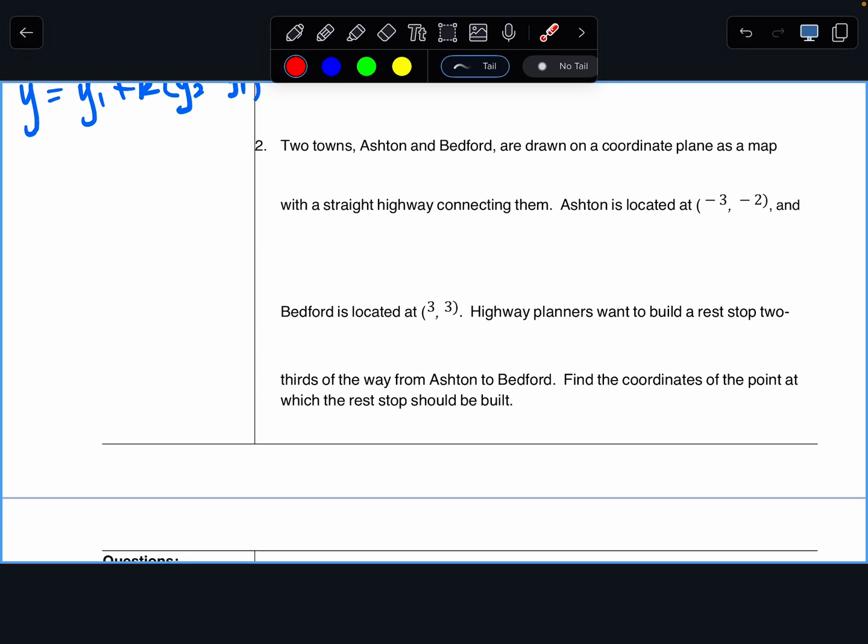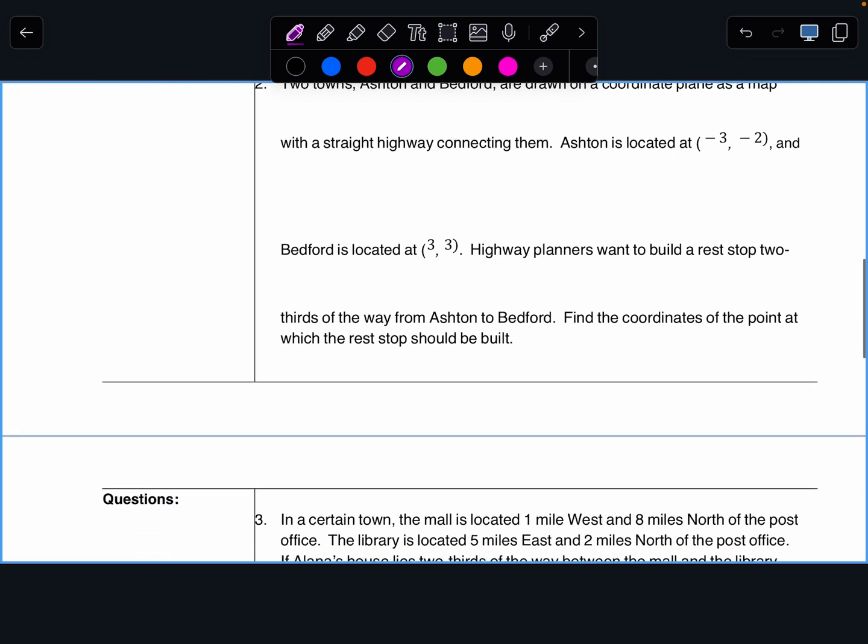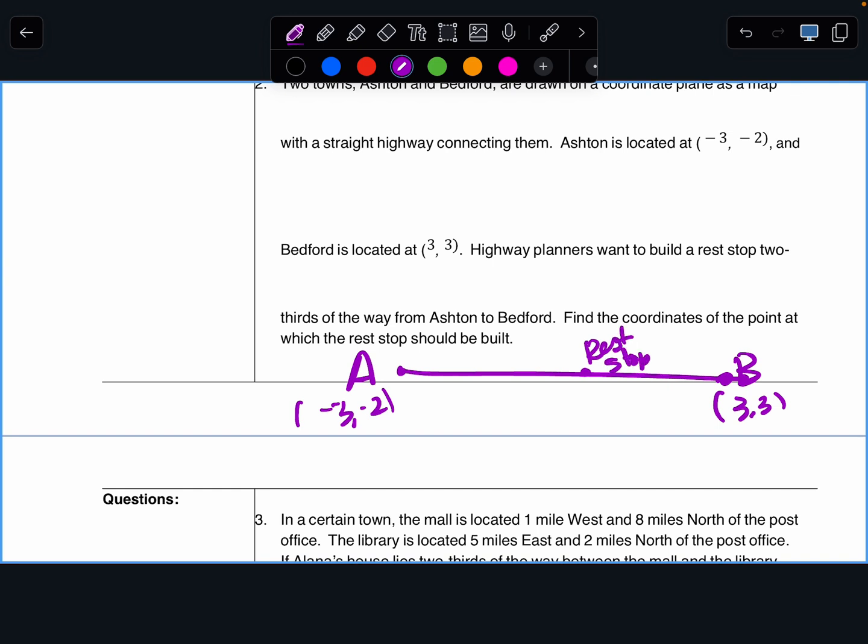There's all kinds of funky formulas here. All right, two towns, Ashton and Bedford, are on a map with a straight highway connecting them. So I have Ashton and Bedford, right? Ashton is (-3, -2), and Bedford is (3, 3). We want a rest stop that is 2/3 of the way.